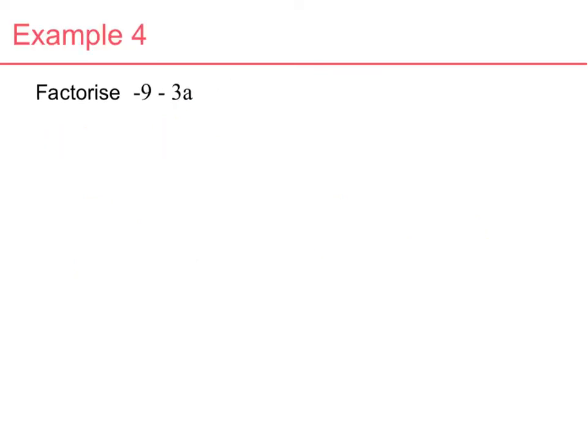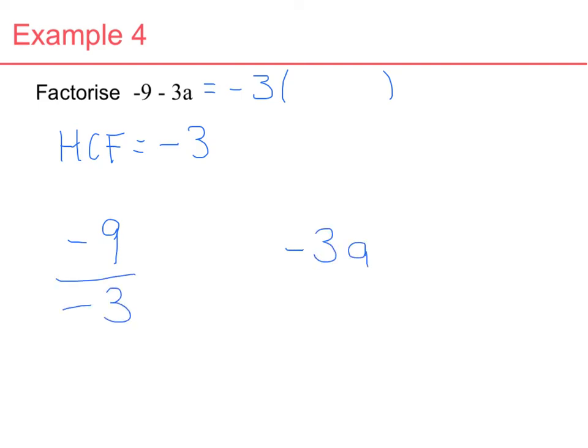The last example we'll have a look at is when we can actually pull out a negative highest common factor. So both of these terms will divide by negative 3. So I'm going to take the negative outside the brackets and see what I have left over. Now I need to divide both negative 9 and negative 3a by negative 3. Now we need to remember that two negatives here are going to cancel out to give us back a positive number. So negative 9 divided by negative 3 gives me back positive 3. And negative 3a divided by negative 3 gives me back positive a.